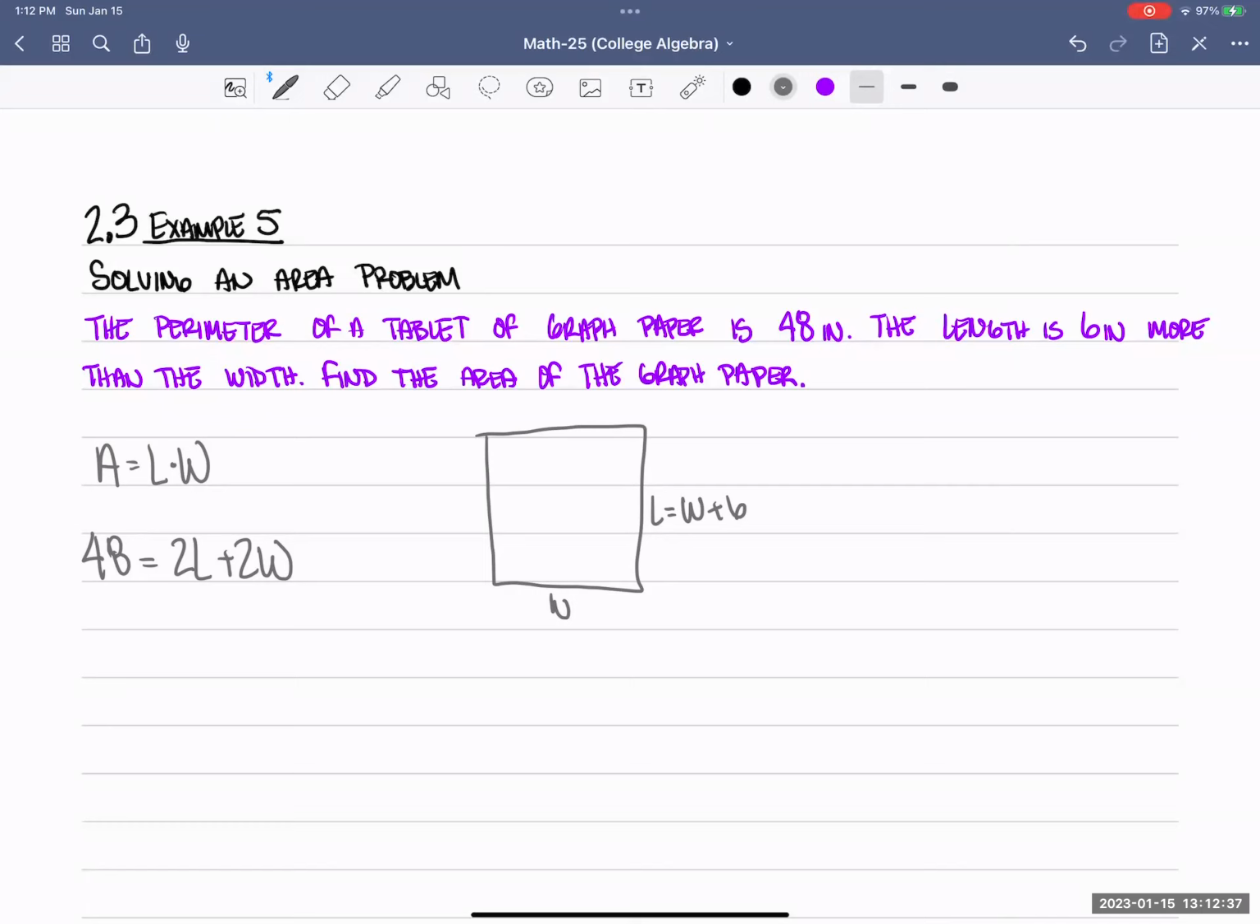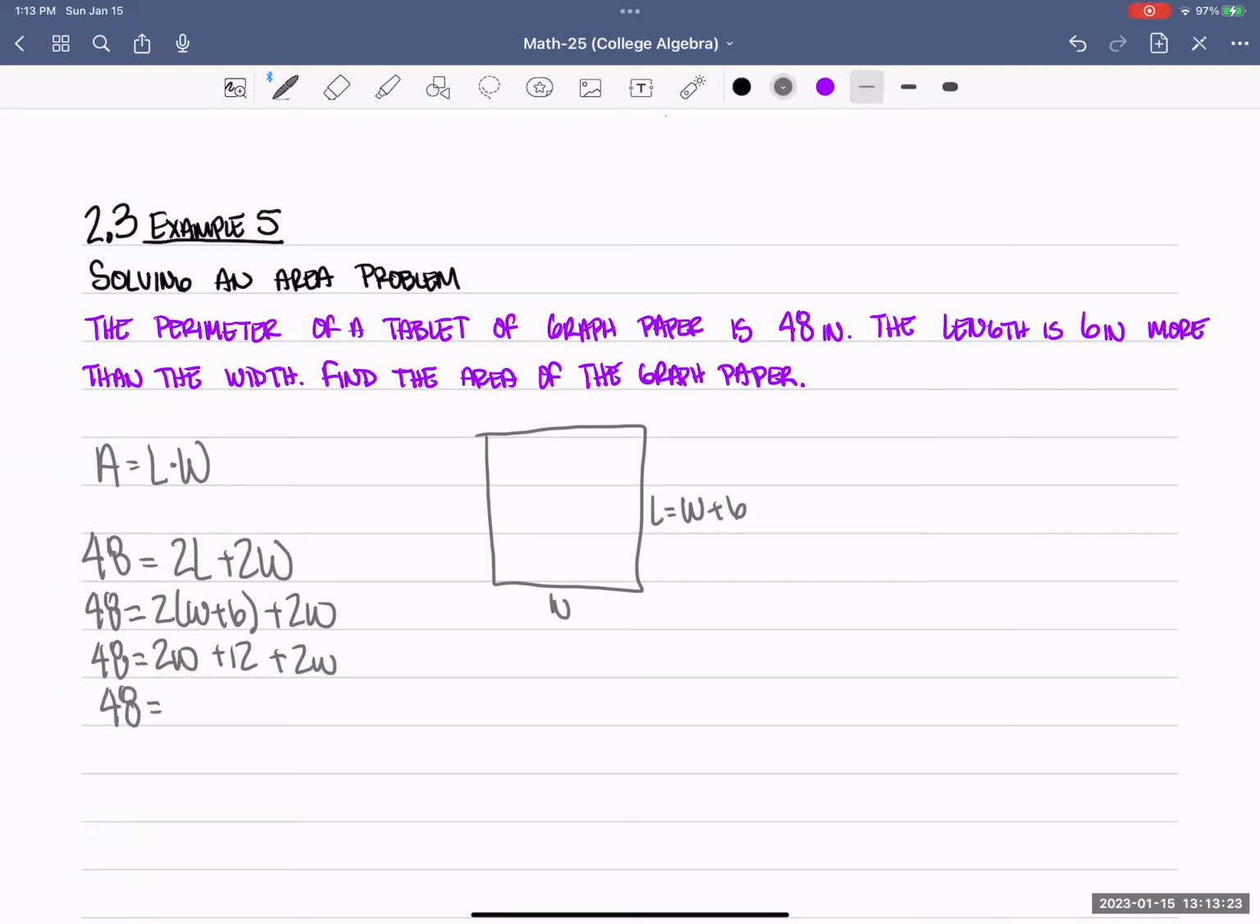So we have 48, the width is W, but the length is 6 more than the width. So we have 48 equals 2 times the length, and the length we're going to replace with W plus 6, plus 2W. From here, very similar to the previous problem, we can solve for our width. 2 times W is 2W, 2 times 6 is 12, and plus that 2W.